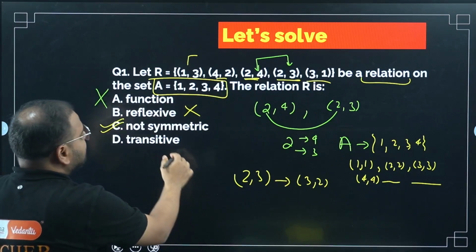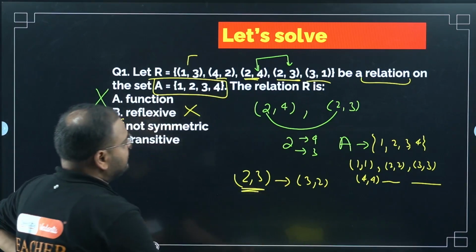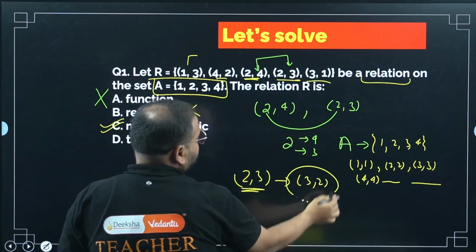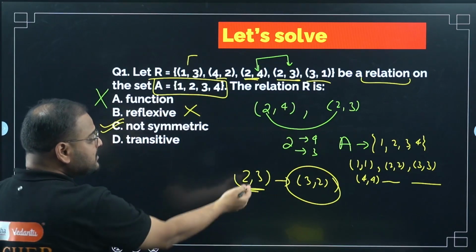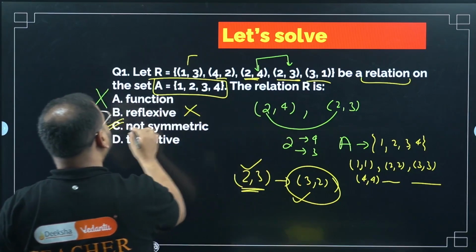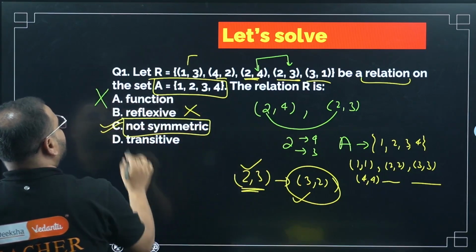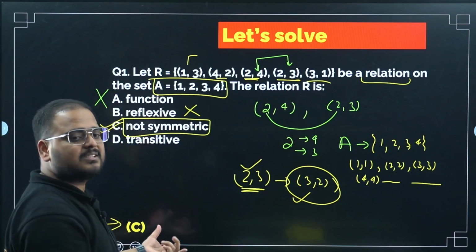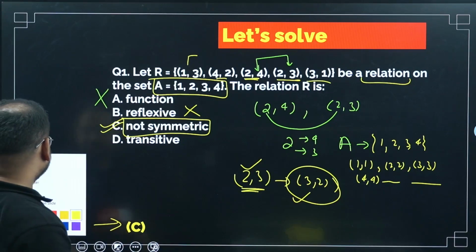It cannot be symmetric, because (2,3) is present in the relation R, but (3,2) is not present. If (2,3) is there, then (3,2) has to be there. Not there means not symmetric. Answer is C. I hope this is clear. Let's move ahead.